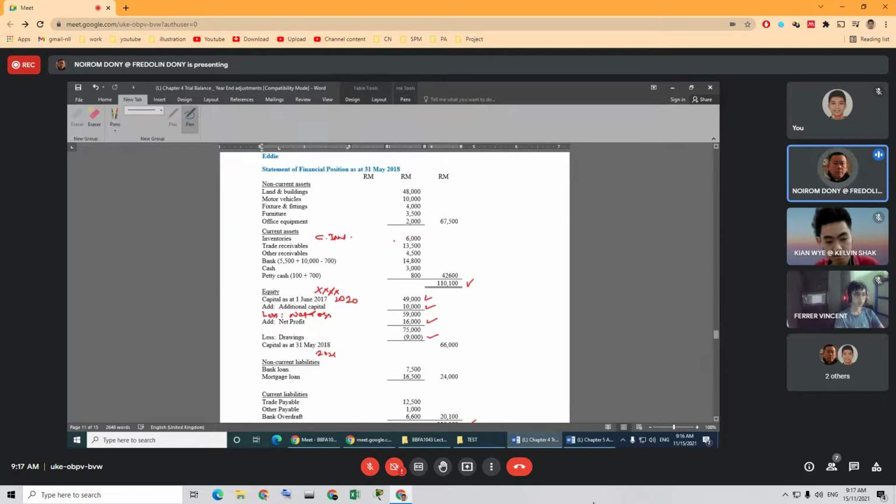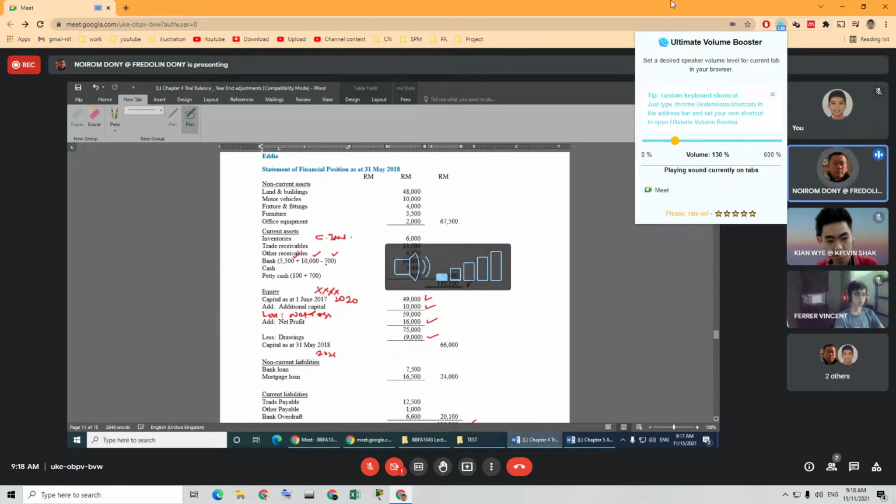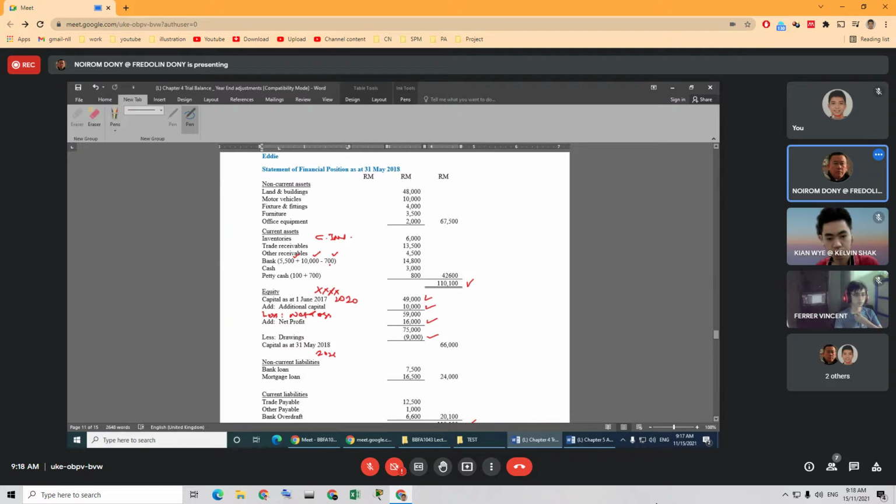Okay, so trade receivable, other receivable, and remember the bank just now, we have to take into consideration all the additional information, number 2 and number 3. So this is your opening balance for your bank. And then the second information says the father gave him 10,000 as an additional capital. And the third information says here reimburse the petty cash. So how do we determine 700?